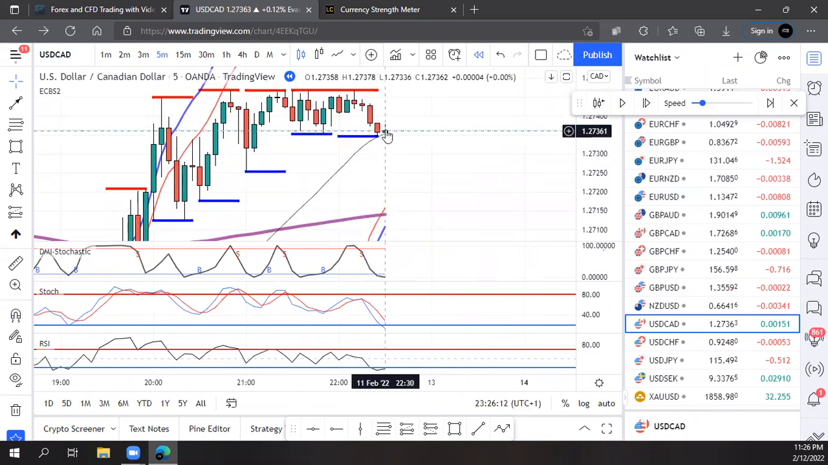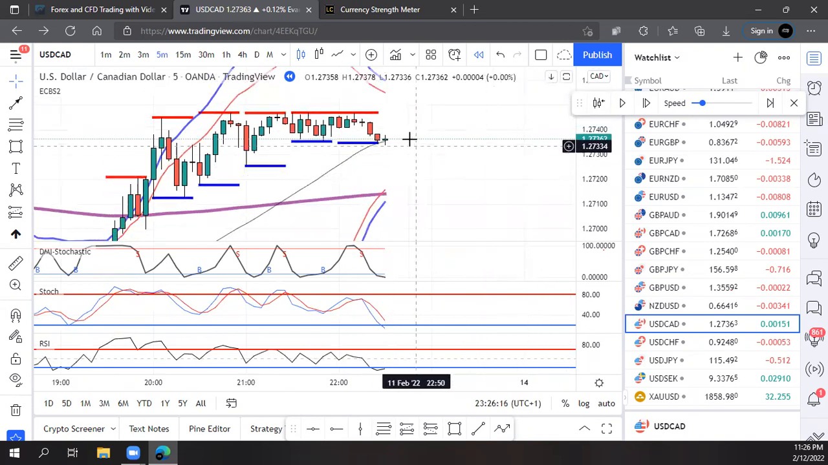This is the support line, right? This is where the market is. This is the current candle. So what we're doing is we have our second confirmation. We have our 2 points, right? The market is at a support.